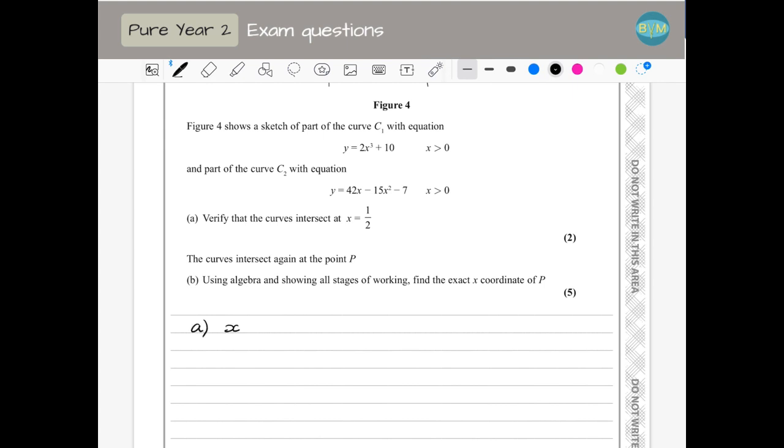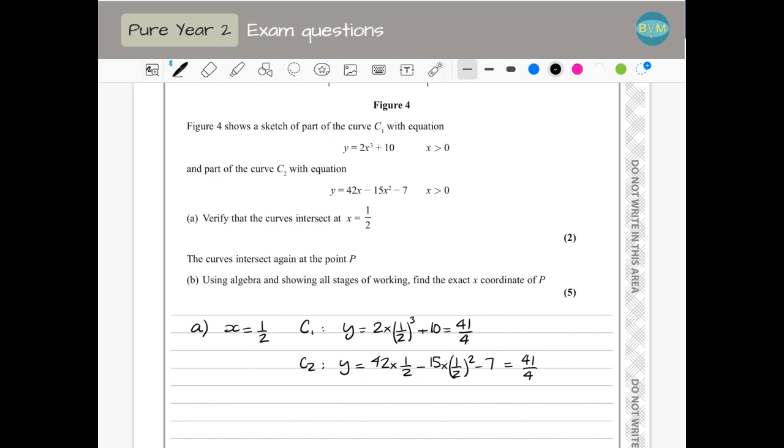When x is 1/2, the first one, let's call it C1. For C1, I have that y is 2 times 1/2 cubed plus 10, which is 41/4. And for C2, I have y is 42 times 1/2 minus 15 times 1/2 squared minus 7. And when we do this, we get 41/4 again. So that means that they intersect at that point.